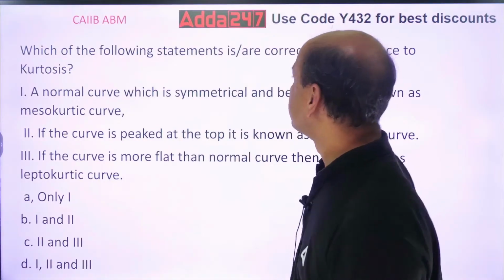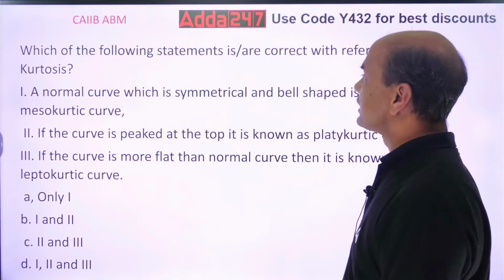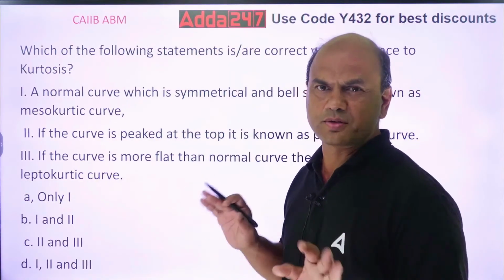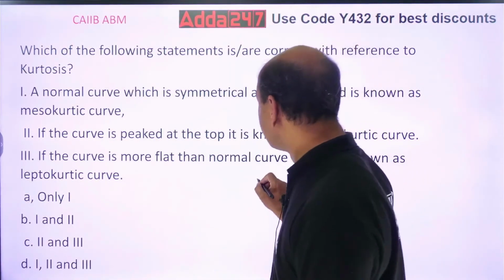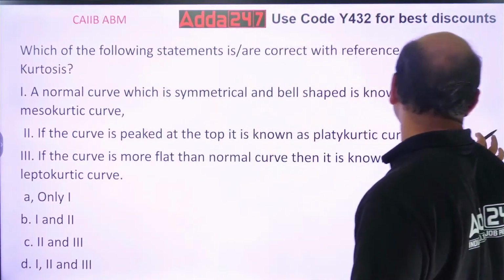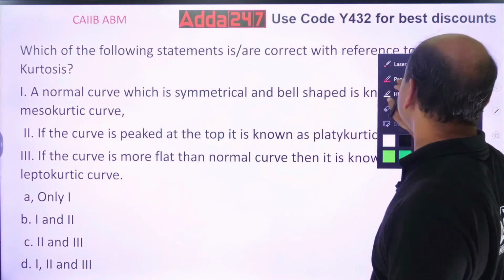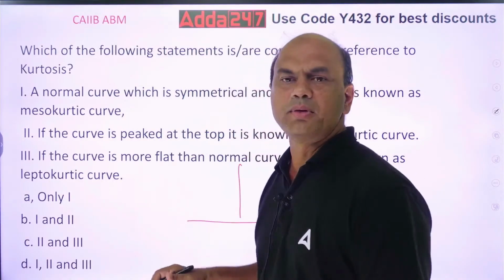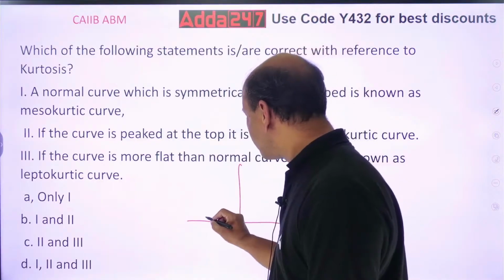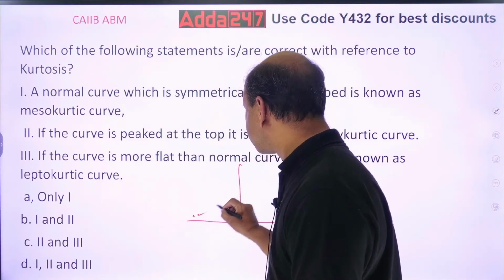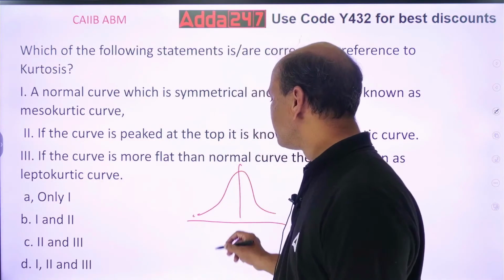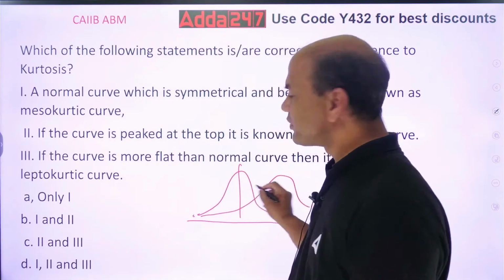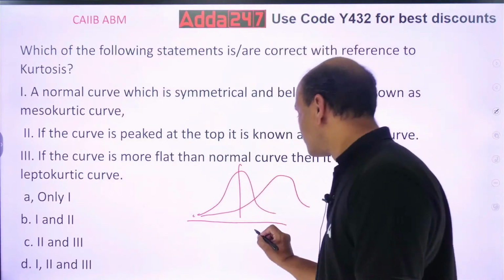So which of the following statements is or are correct with reference to kurtosis? Understand the logic of skewness and kurtosis. Skewness means if this is my center, then my skewness will give how much deviated my curve is. Ideally this curve should be like this, but if it is deviated like this, it is away from the center. So this is called skewness.